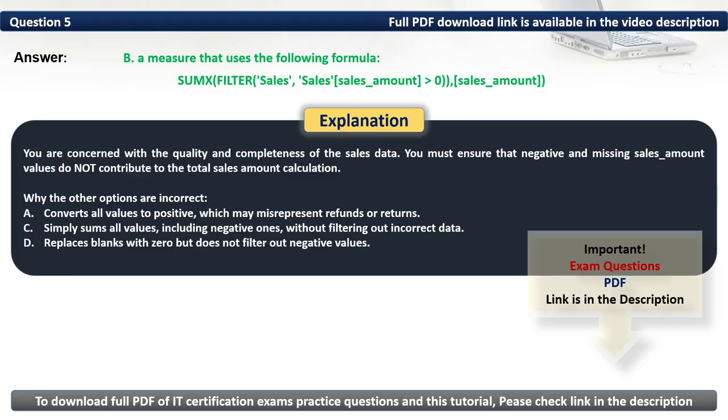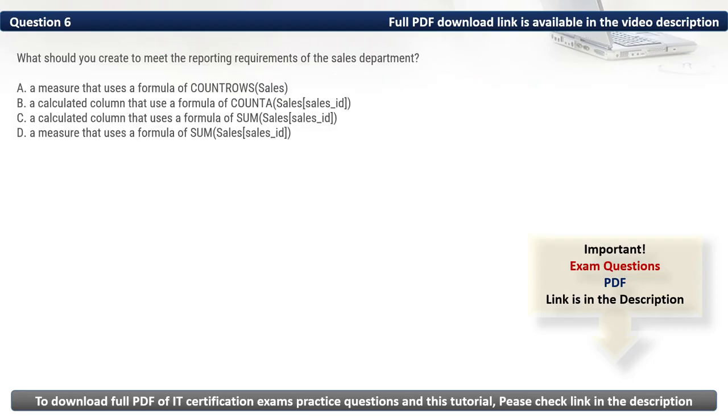You are concerned with the quality and completeness of the sales data. You must ensure that negative and missing sales amount values do not contribute to the total sales amount calculation. Question 6. What should you create to meet the reporting requirements of the sales department?